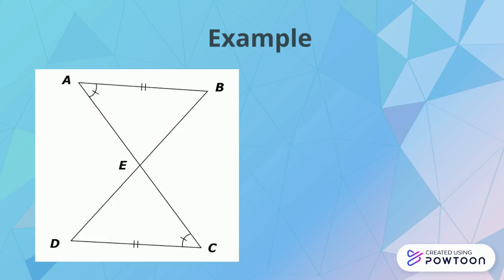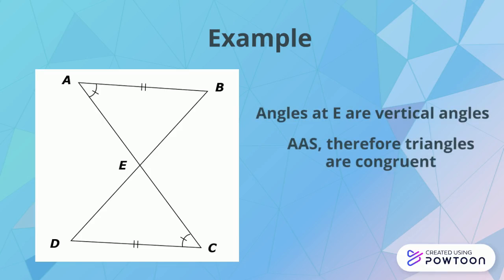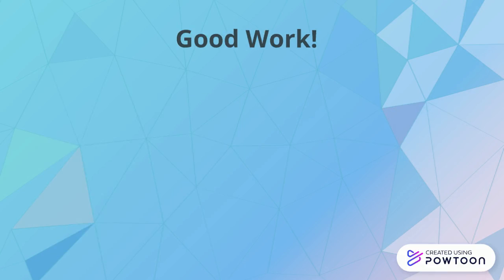Well, if we think about the angle theorems we've learned in class the past few weeks, we might also notice that at point E there are 2 intersecting lines, meaning we have vertical angles, which means that those angles are congruent. So we have an angle, and a side, therefore these triangles are congruent.